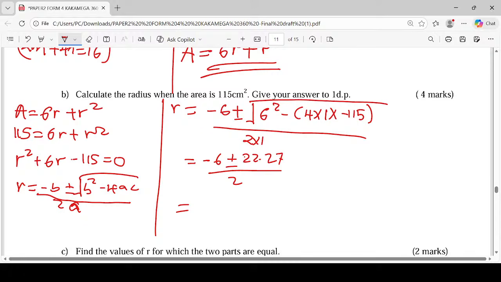I'm having negative 14.135, or I can have this as negative 6 plus 22.27 divided by 2, which is 1.0675. But because they want the answer in 1 dp, and in fact even radius can never be negative, the correct answer here will be 1.1 centimeters.